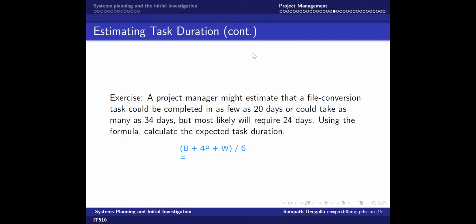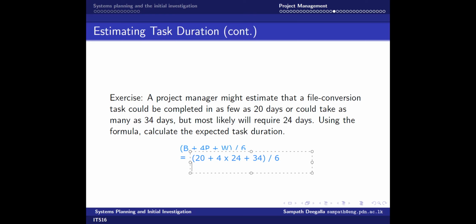Yes, I got an answer from Valuka, right, Pradeepa? So let's work on this. We have the best possible time. The task is a file conversion task, and it says it might take as few as 20 days. So the best time would be 20, so we can put 20. Or it can take as many as 34 days. That is the worst case, so it could be 34. But the most probable timing should be 24 days. So we have to say 4 into 24, and then we need to divide by 6.